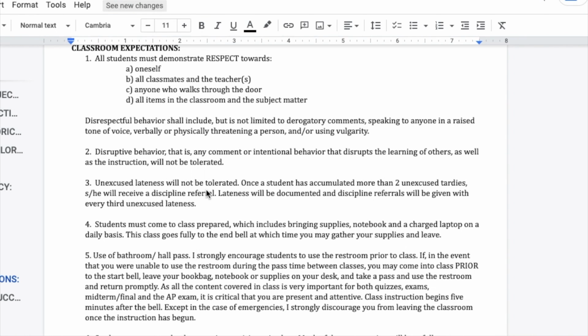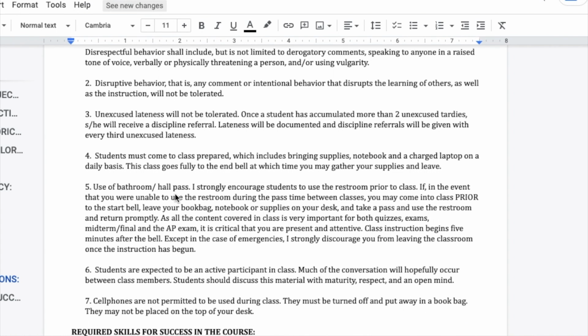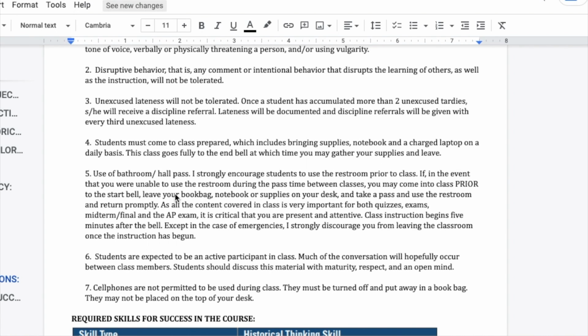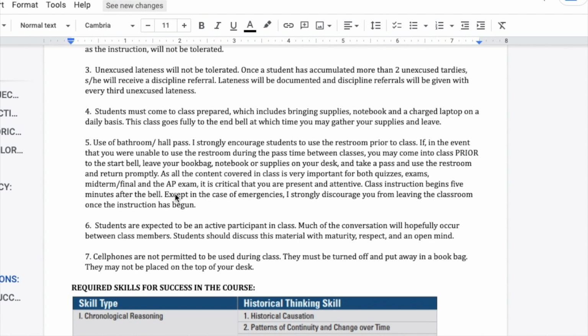This is an AP class, so the expectation is that you are prepared for class, not only what you bring with you, but in terms of the classwork. Bathroom use is acceptable, of course. There are hall passes, which we will talk about in class, how we will use them. Students are expected to be active participants in class. Cell phones are not permitted to be used during class time.